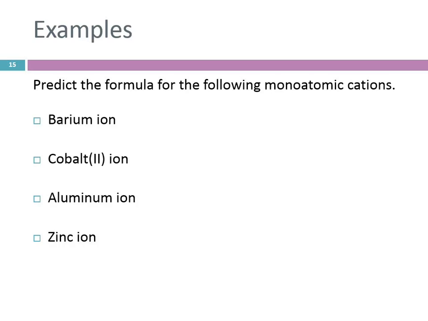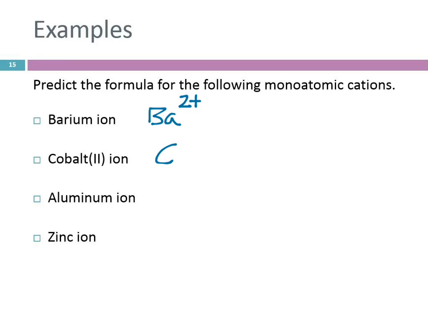So predict the formula for the following monatomic cations. Barium ion. Well, what's the element symbol for barium? Ba. How do we predict the charge for barium? It's in the second group of the periodic table, so its charge is 2 plus. Metals form plus ions.